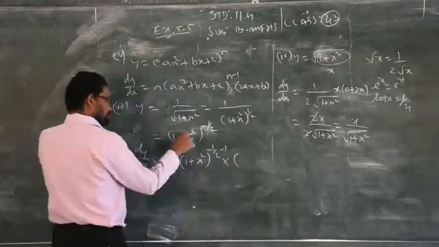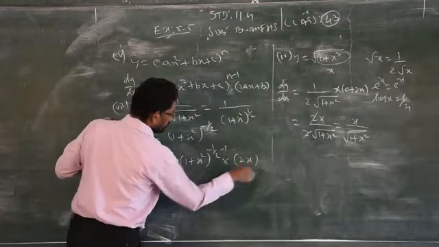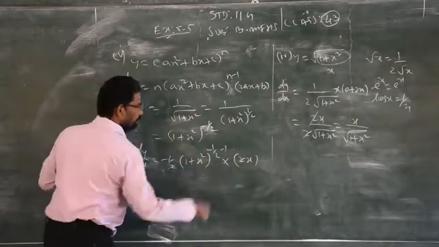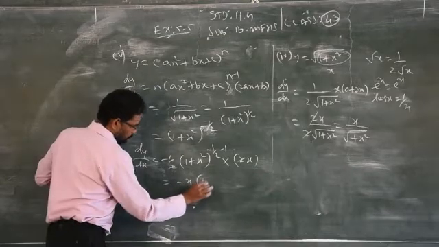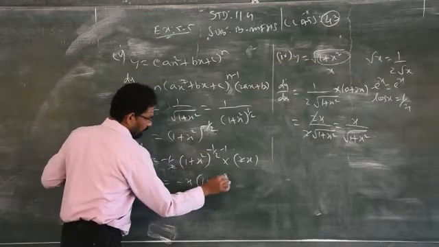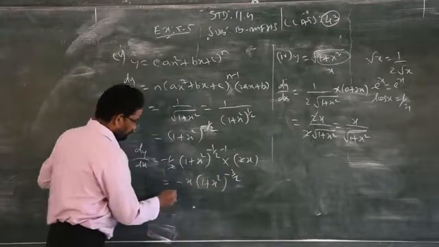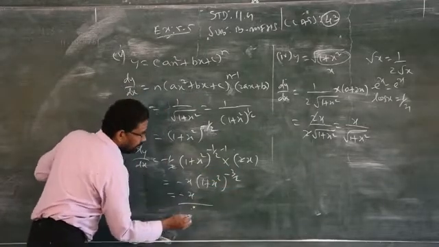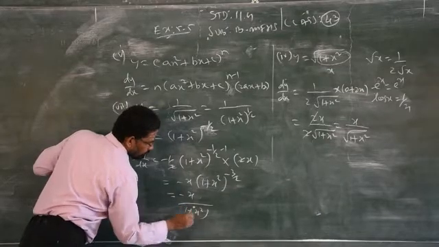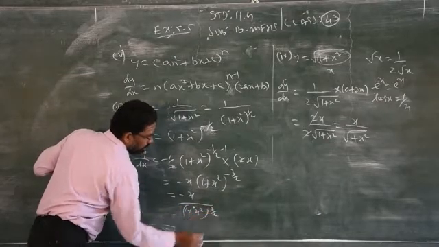Then differentiation of x square is how much? 2x. These two get cancelled. So what will be the answer? Minus x of (1 plus x square) power minus 3 by 2. That is minus x. This minus you can bring to the denominator, and it becomes positive 3 by 2.